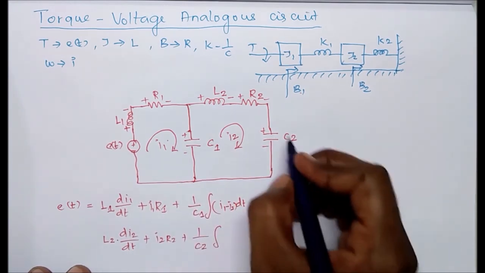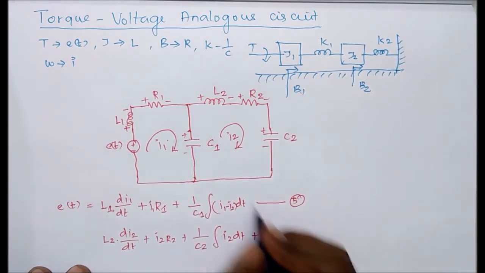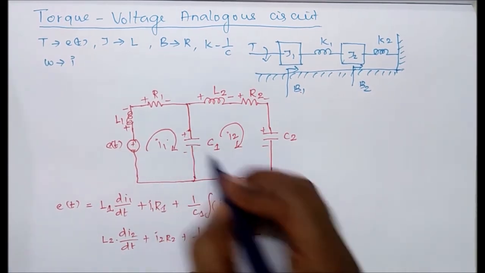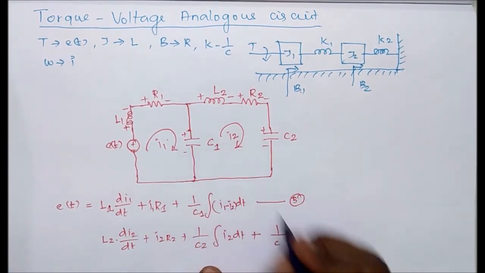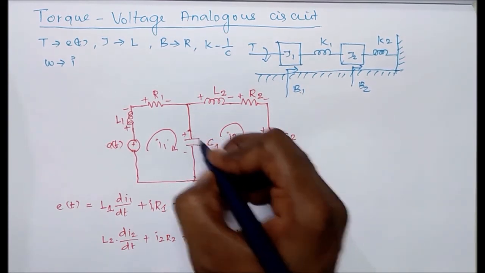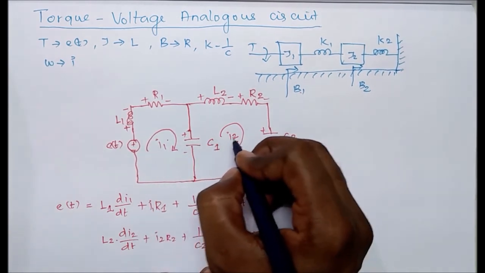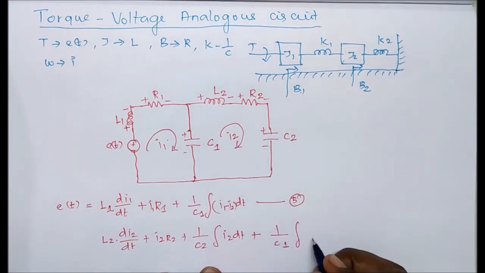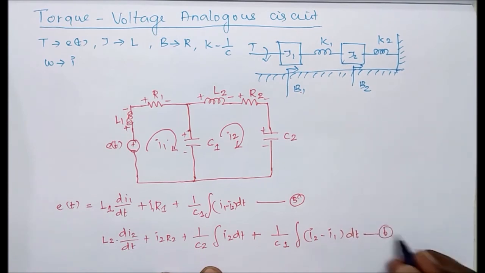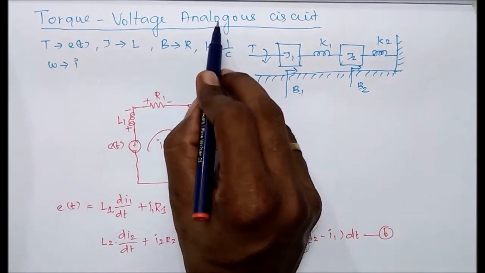1 by C2 integral of the current through C2, which is I2 only, therefore I2 dt. But there is a common element capacitor, therefore plus 1 by C1 integral of, now if we consider any one node, any one point, the current through this capacitor is the difference of both loop currents, but when we consider this loop we have to use I2 first, then minus I1 into dt. So now we can consider this as equation number 6. So equations number 5 and 6 are the equations of the torque-voltage analogous circuit.